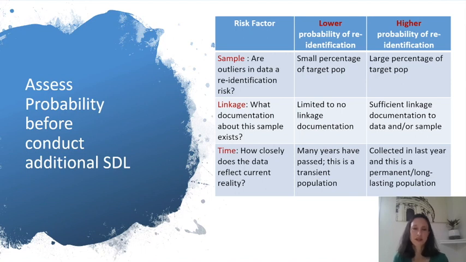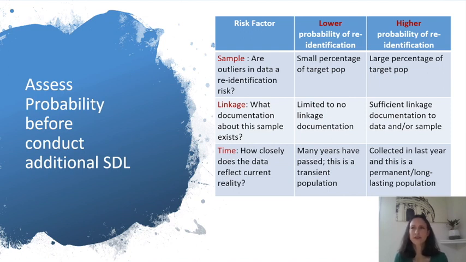Third risk factor that we think through is timing. So how closely does the data today that you're looking to share and publish reflect the current reality? So if you've collected data on a very transient population, or many, many years have passed since you collected the data, there starts to be a much lower risk of re-identification for those individuals or for those firms, because the situation now is very, very different.